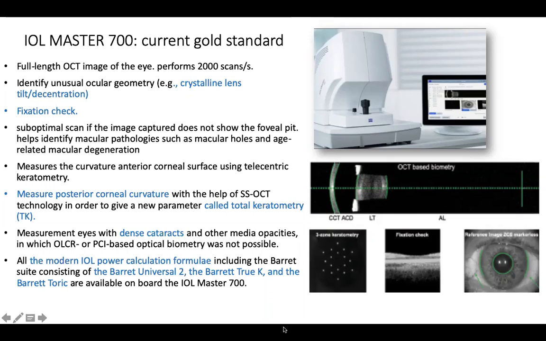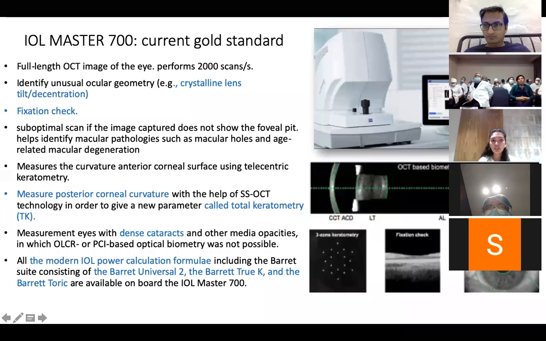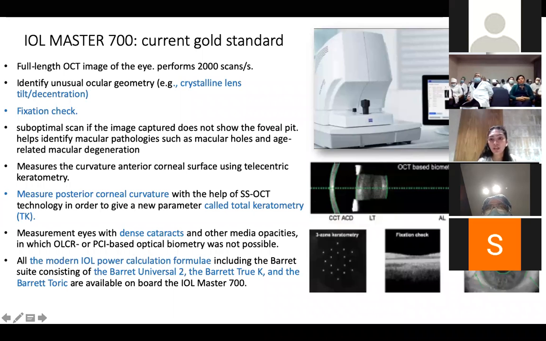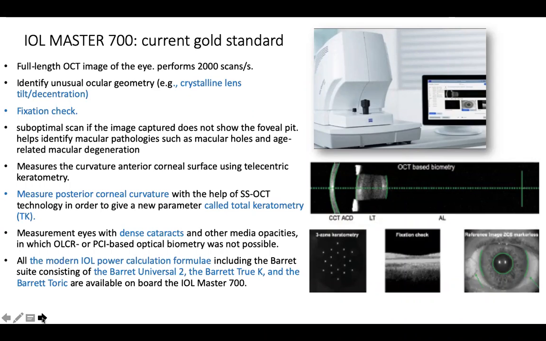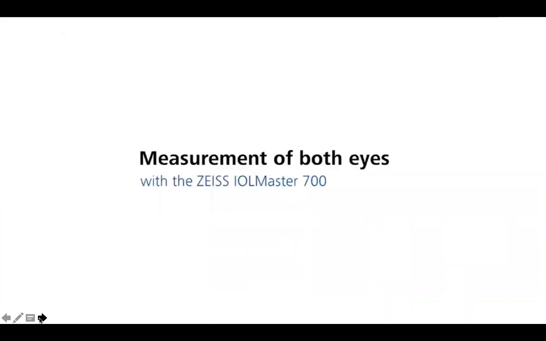Now, what you can see on the screen here is that it provides us a full-length OCT image of the eye. It also gives us the feature of a fixation check, which helps us to monitor an optimal fixation of the patient. It also not only gives us the anterior keratometry, but also gives us the posterior corneal curvature, which in turn gives us a new parameter called the total keratometry. It is also incorporated with all the modern IOL power calculation formulas like the Barrett suite, the Hill suite, the Barrett Toric calculators and all. So let us see a small short video of how the scan is acquired on the IOL Master.